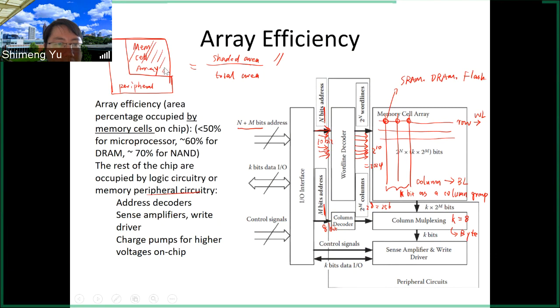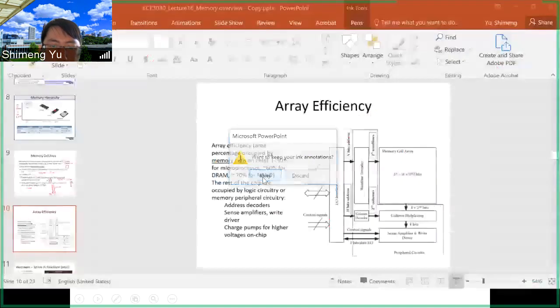Therefore, the array efficiency is the percentage of the area occupied by the memory over the total chip area, which includes both the memory and the peripheral circuitry. All right, any questions here?